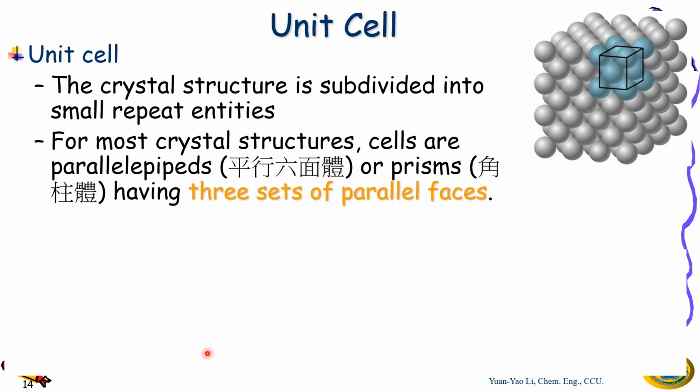So for most crystal structures, the cells are parallelepipeds or prisms, which have three sets of parallel faces. If you take a look, this is a cubic structure. How many faces are here? 1, 2, 3, right? And here is another one, number 4, and numbers 5 and 6. So there are 6 faces. Six faces means what? 3 sets, right? 3 sets.